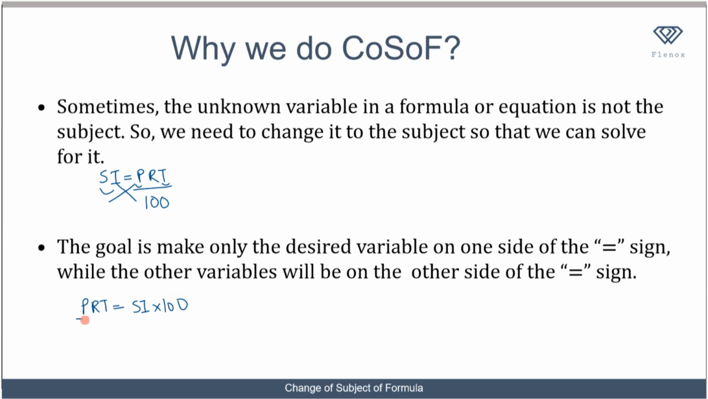And if I divide both sides by the principal and the time, P and T cancel, so I have my rate is equal to the simple interest times 100 over my principal times time. As you can see now, I've written the rate R in terms of the simple interest, the principal and the time. So the rate now is the subject of formula.